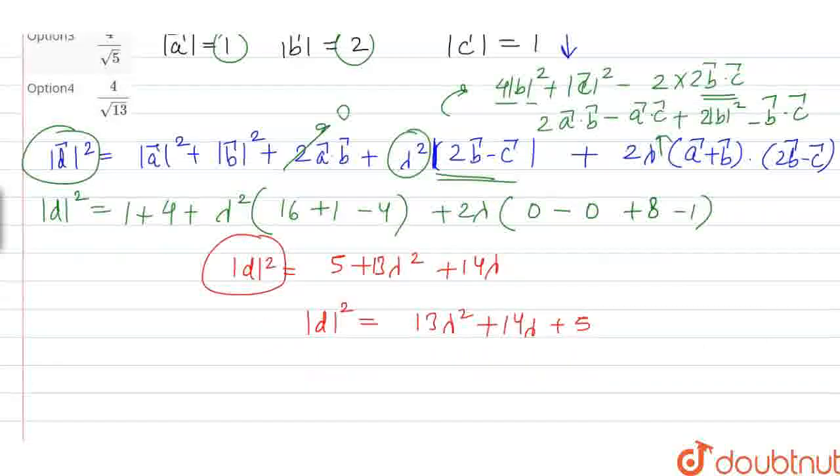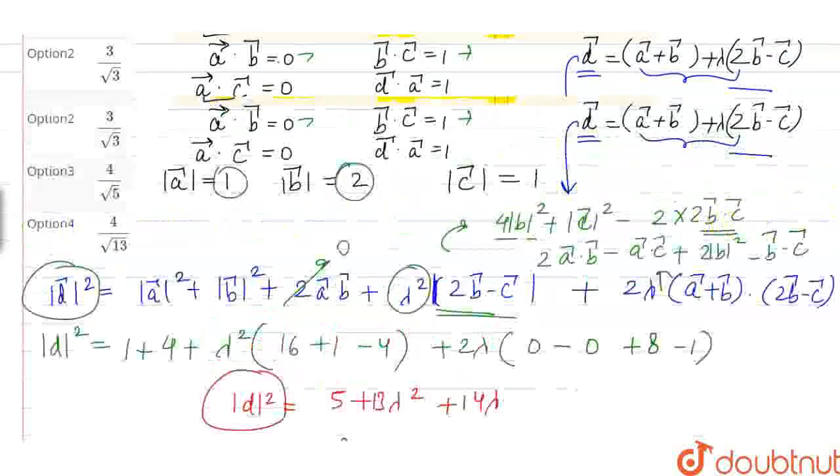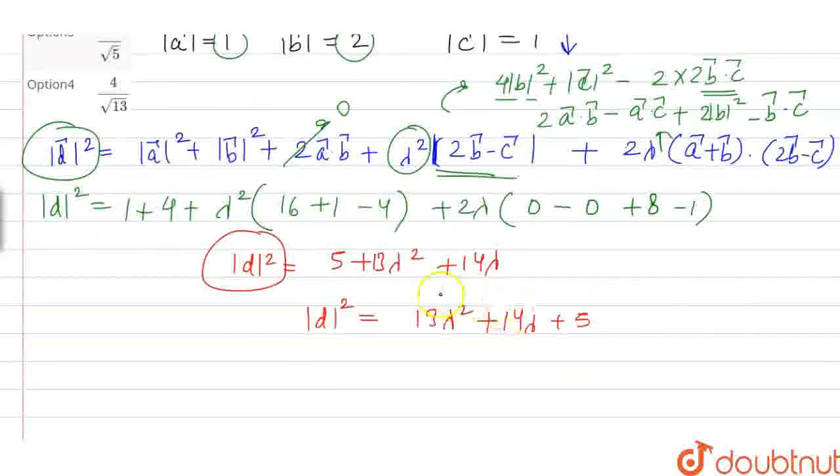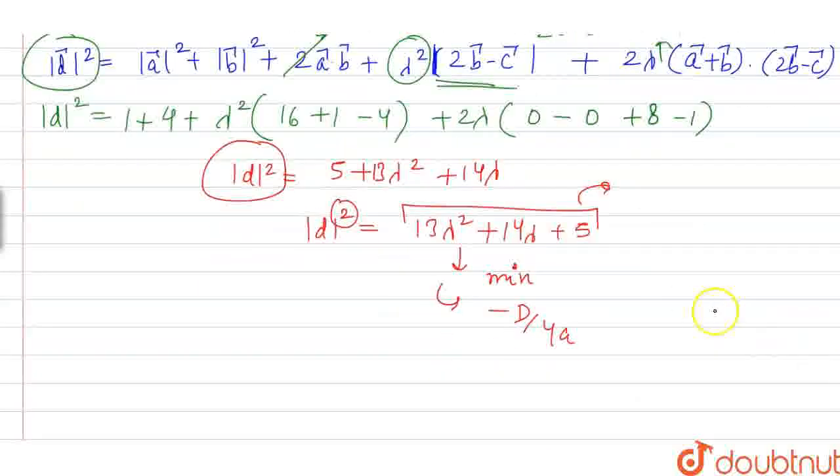So first of all, to find the minimum value of magnitude of D, we have to find the minimum value of this expression, and then take the square root of this because this is D square, right? So for that, what are we supposed to do? We need to find the minimum value of this expression. Now this is a quadratic, and the minimum value of this expression would be given by minus D by 4a, right? And we know that the value of D is given as b square minus 4ac, right? So we are going to use the same concept here also.